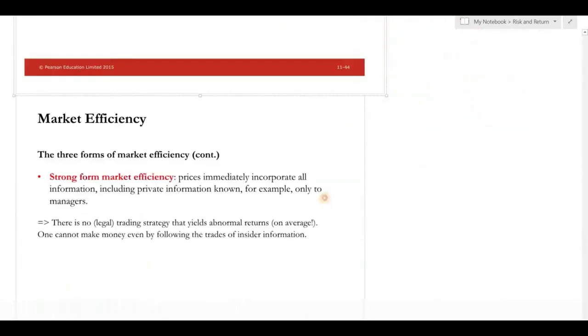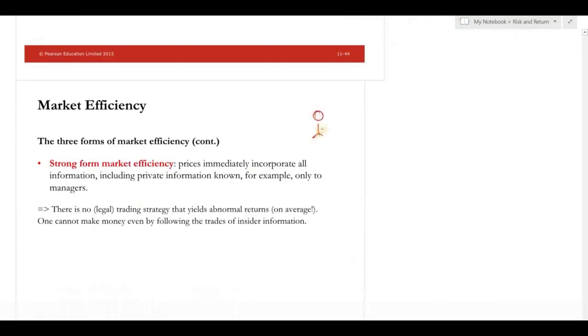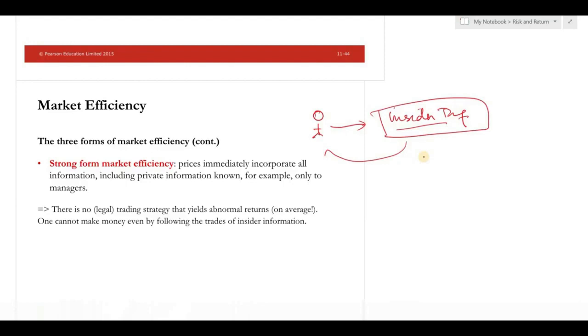And the last one is strong form of efficiency. If as an investor you cannot outperform the people who have insider information, although insider information is not publicly available, people use this insider information and they outperform, right? If the managers or insiders know what the company is going to do in the future, and then they sell or buy the stocks, then they can outperform the market. If they can outperform, it means the market is not strong form efficient. But if even the insiders cannot outperform the market, then it means it is a strong form of market efficiency.